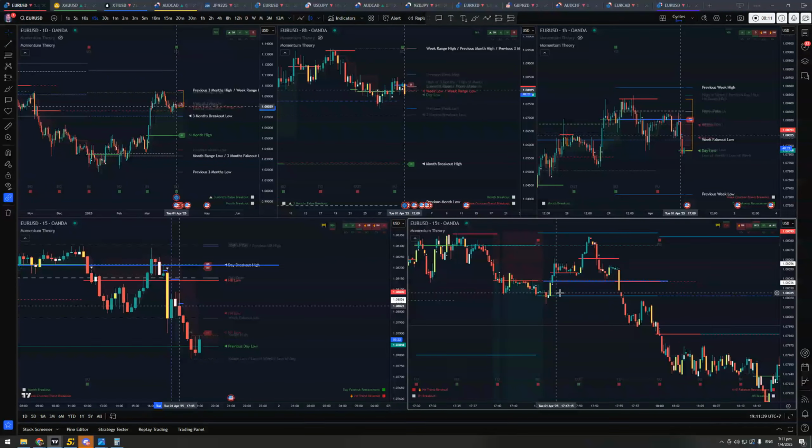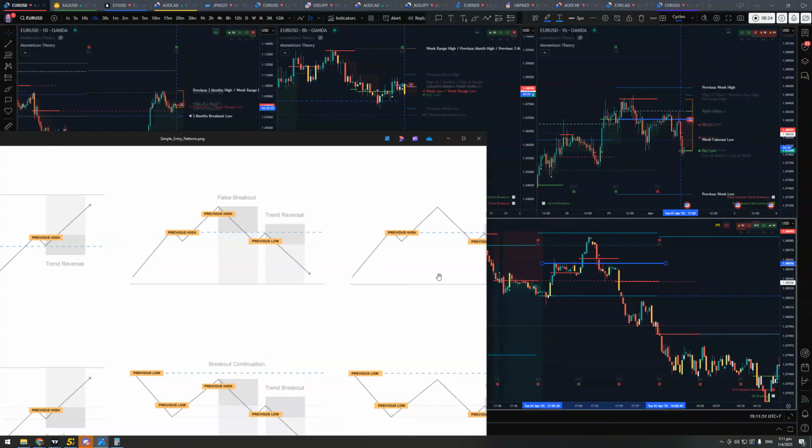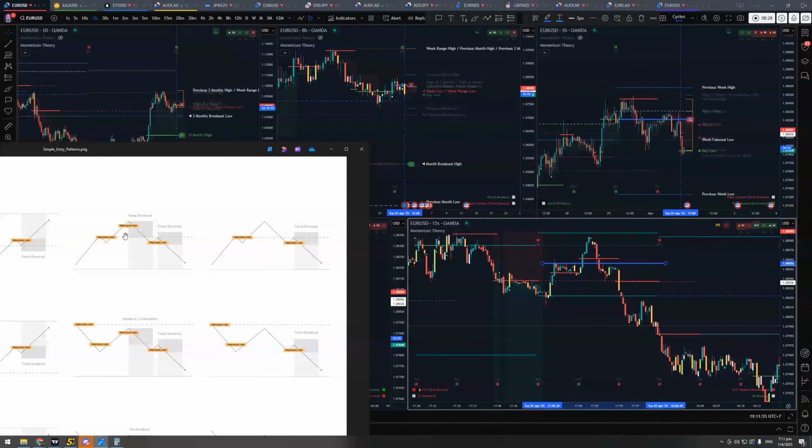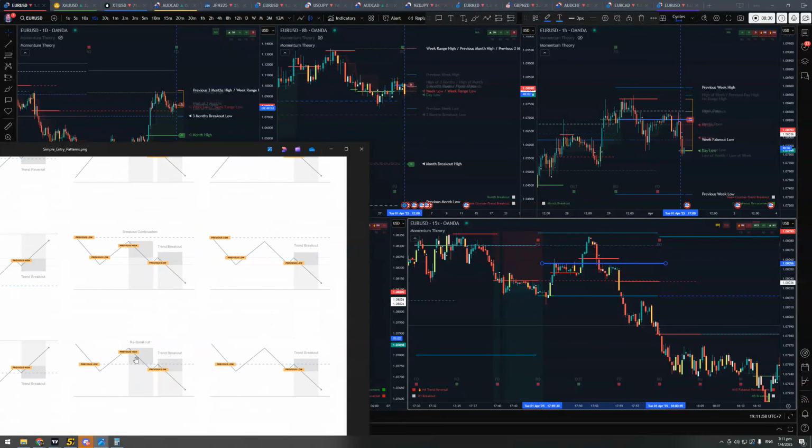We have the breakout level, came up, faked out the high. This is a fake out retracement, and then getting below that breakout level is a re-breakout, and in this case it also broke out below the low. So this is a trend breakout. So I'll show that again on these simple entry patterns here. The first one over here, this is a reversal pattern. This one here is a pullback pattern.